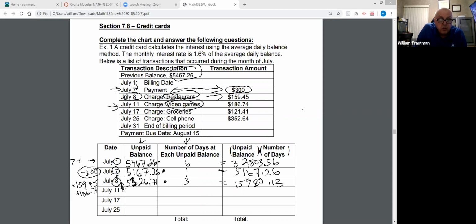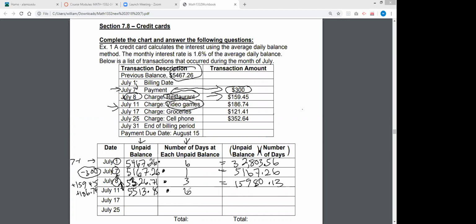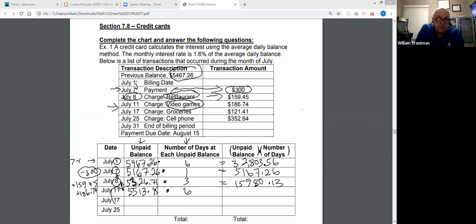186.74. When I add that to the 5326, I end up with 5513.45. And I'm going to keep this balance. Anybody know how many days? 6. 6, yes. 17 minus 11, which is 6 days. And I'm going to multiply those two together.